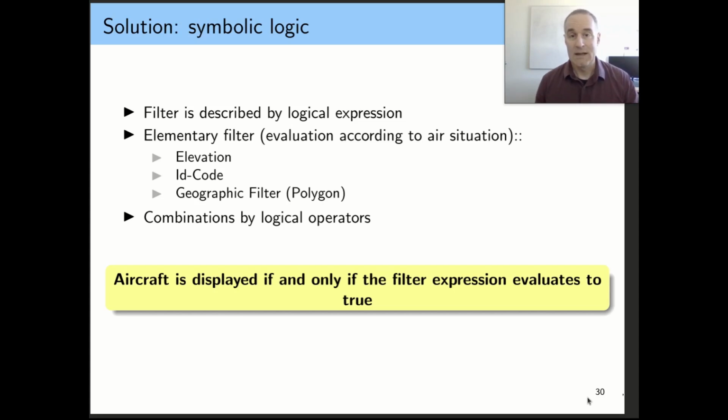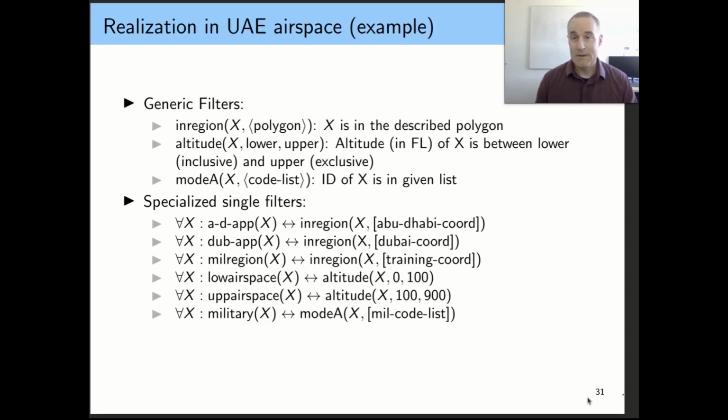He developed an elementary filter which included the elevation of the aircraft, its ID, or also a determination of what that aircraft actually was, and then a geographic filter that could say, is that aircraft in a region we need to care about, or in a military region, or a training region where the air traffic controller doesn't need to worry. And the aircraft then would only be displayed if the filter expression evaluates to true. And here's a representation of, again, a simplified version of the filters used in practice.